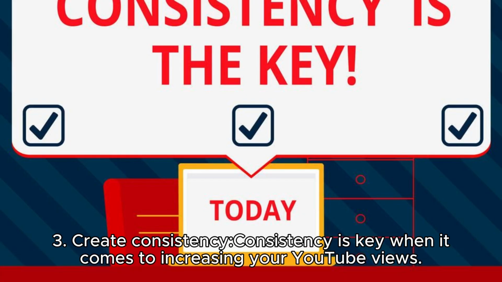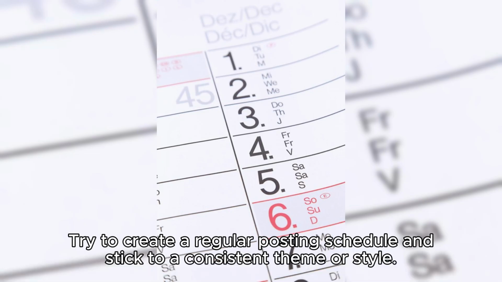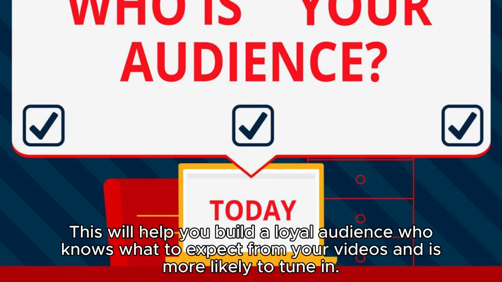3. Create consistently. Consistency is key when it comes to increasing your YouTube views. Try to create a regular posting schedule and stick to a consistent theme or style. This will help you build a loyal audience who knows what to expect from your videos and is more likely to tune in.